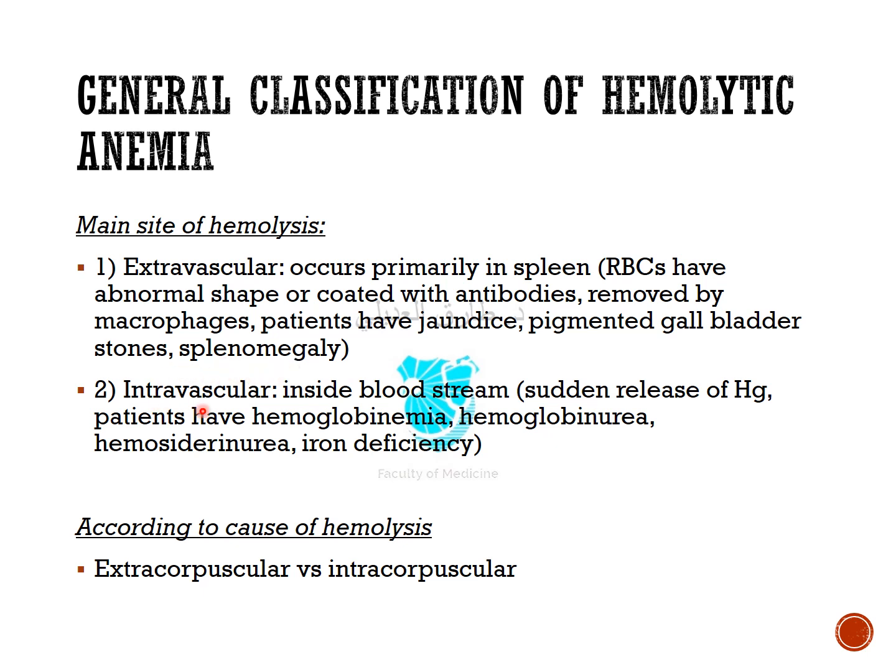In contrast, sometimes the hemolysis occurs inside the blood vessels within the mainstream of the blood. This one usually has a sudden hemolysis. The release of hemoglobin comes abrupt, all of a sudden and in large amounts, so this form is more critical than the first one. Patients will have hemoglobinemia, which is the free hemoglobin.